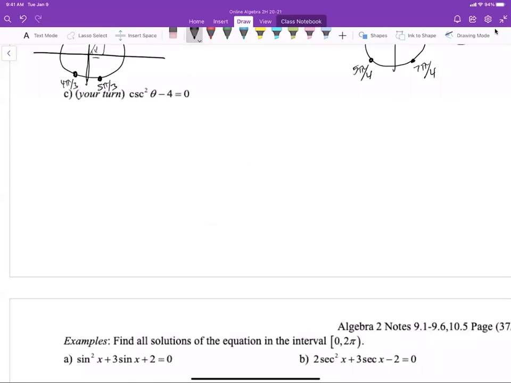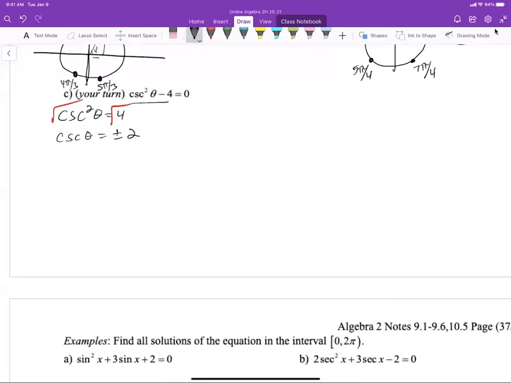Welcome back. You could approach this 2 different ways. You could have isolated the cosecant squared and solved it that way. That is actually my preference. If I can, I will do that. Cosecant squared of theta, I'm going to add 4 to both sides, and then I'm going to take the square root of both sides, and I will find that the cosecant of theta is equal to plus or minus 2. Don't forget that plus or minus.